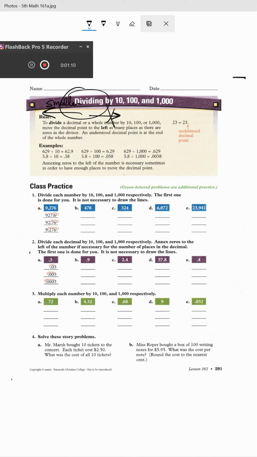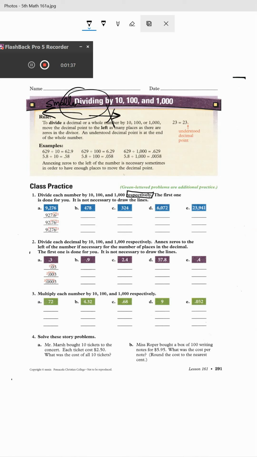If we look at the first one, they've done it for us. We're dividing each number by 10, 100, and 1,000 respectively. You know what that word means? That means in order, okay? Nice big word that they stick in there that helps us. You do it respectively. You do it from smallest to largest, or the most logical order. All right.